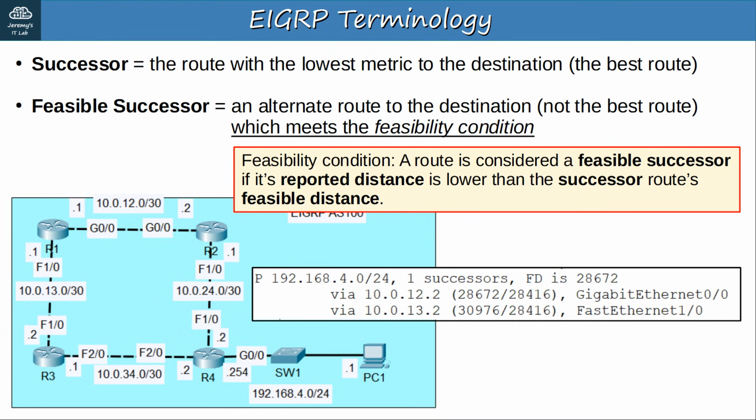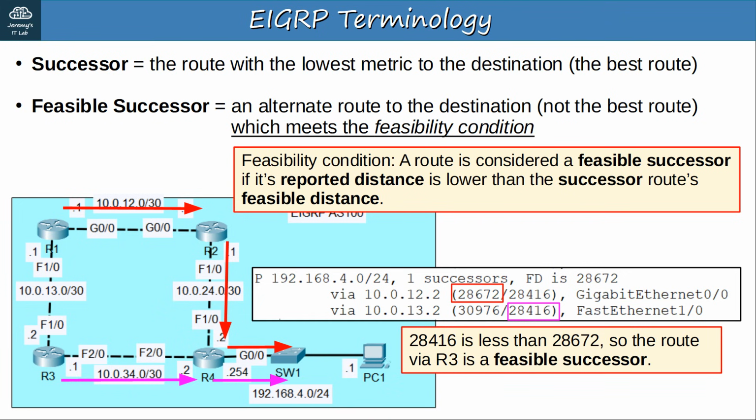So, does the route via R3 meet this feasibility condition? Its reported distance is 28,416. The successor route via R2's feasible distance is 28,672. 28,416 is less than 28,672, so the route via R3 is a feasible successor.